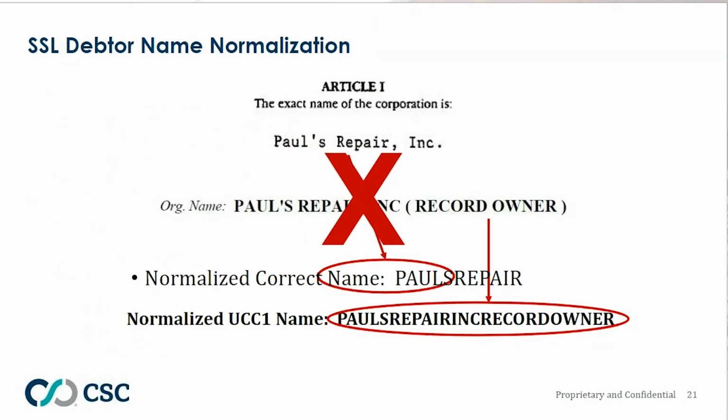Now, there are certain examples where certain states will normalize the name of the debtor upon recording. So in this slide, you can see an example where the filer had entered in the correct name, but the state had normalized the name upon recording the filing.